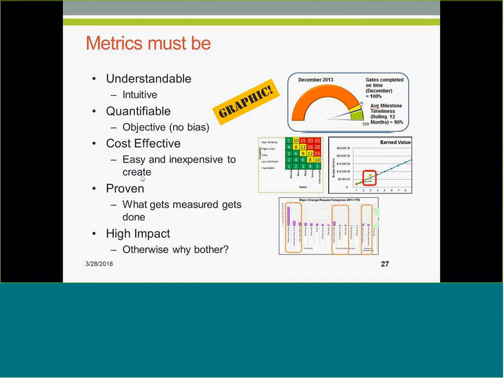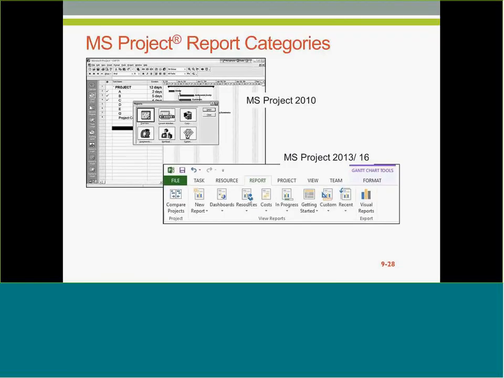metric. They must be also, of course, proven, and they must be relevant. So they must have high impact, otherwise you're wasting somebody's time. And wasting people's time is not a good idea, right? So where are all of these from? Well, you can get them out of Microsoft Project. Here is a screen from Microsoft Project 2010.